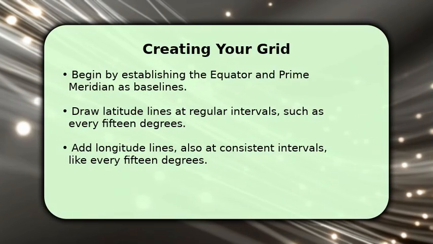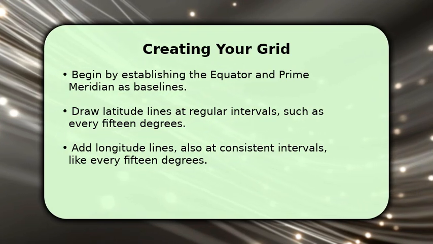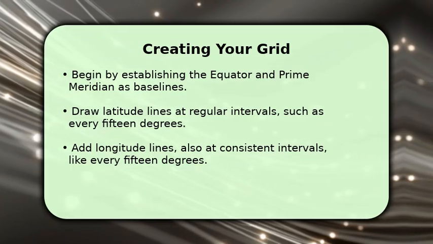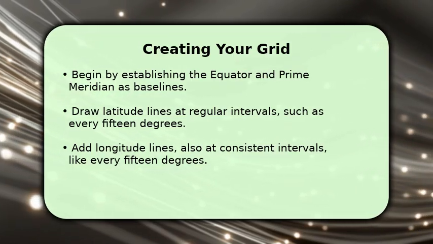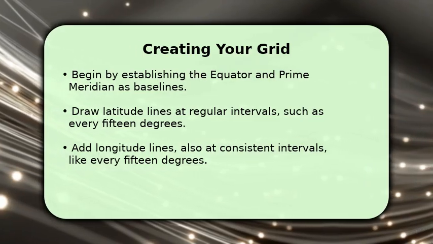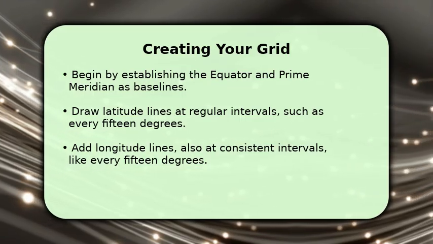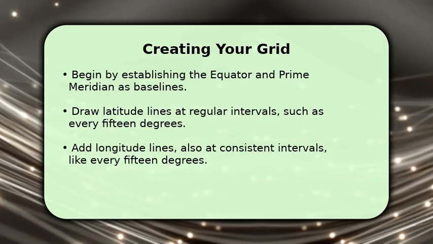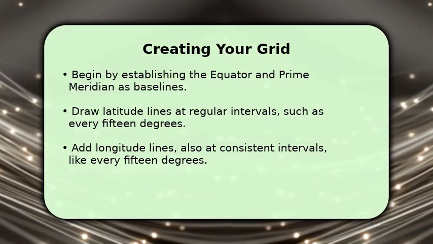Now, let's create your grid. Start by marking the equator and the prime meridian as your fundamental reference lines. Next, draw parallel latitude lines, typically spaced at consistent intervals, for example, every 15 degrees north and south of the equator, extending to 90 degrees at each pole. Then, add longitude lines, also at regular intervals, such as every 15 degrees east and west of the prime meridian, spanning 180 degrees in each direction. This forms your complete grid.